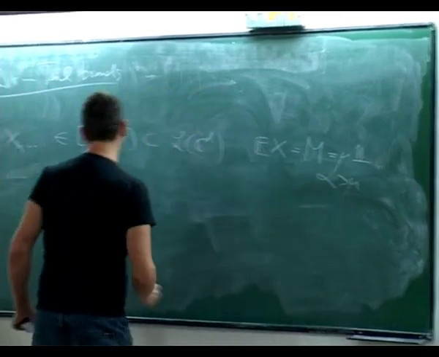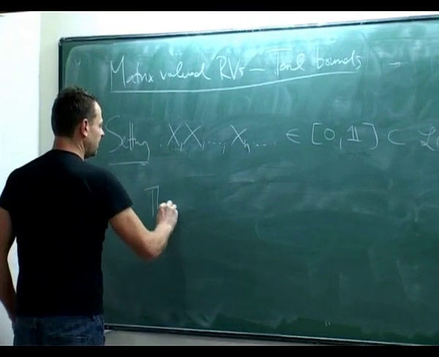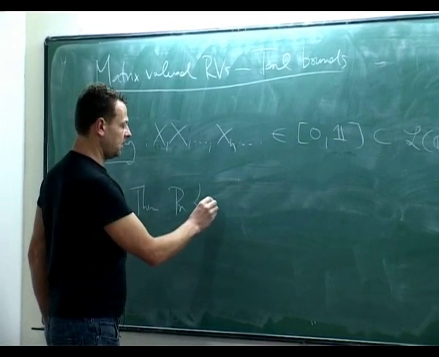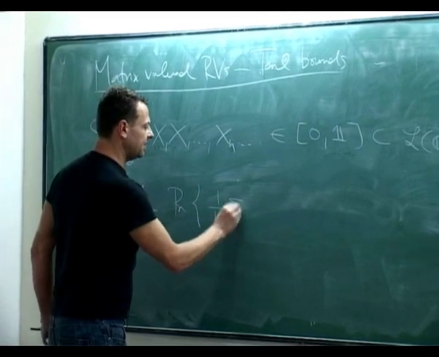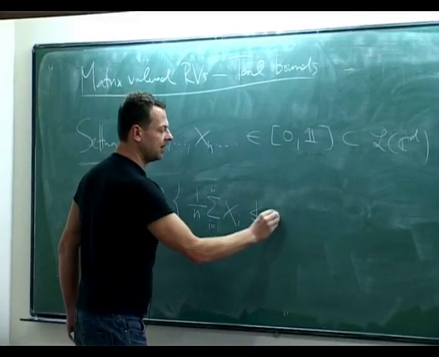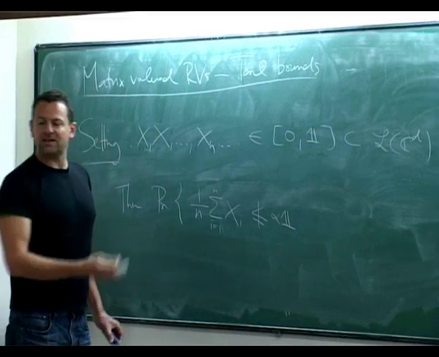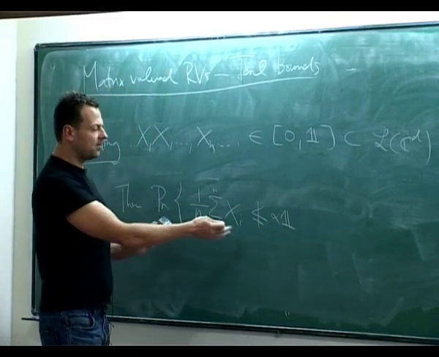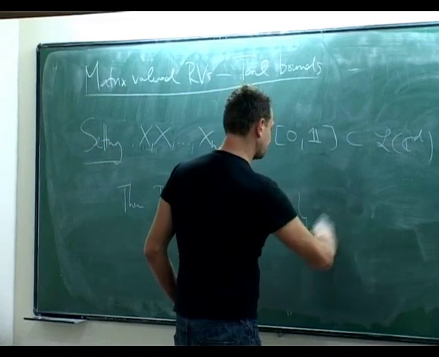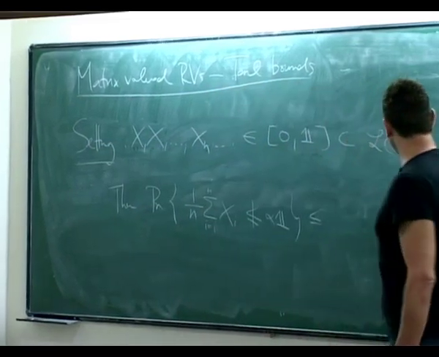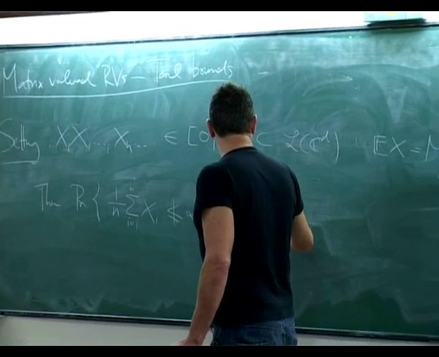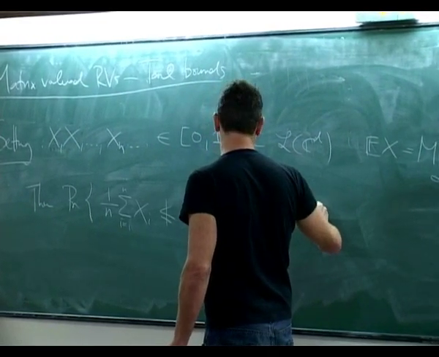Alpha larger. So then the probability that one over n sum is not bounded by alpha identity. So meaning that this event just says that one of the eigenvalues of this object exceeds alpha, is bounded by, and this looks really like a union bound, except interestingly, you would think the union bound with d square events because I have d square matrix elements. Actually, it's only d here. E to the minus n relative entropy between alpha and mu.